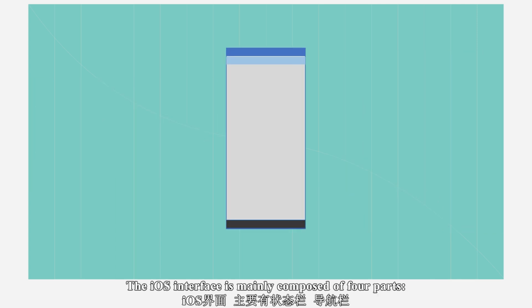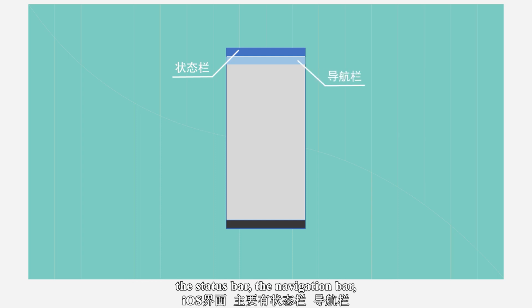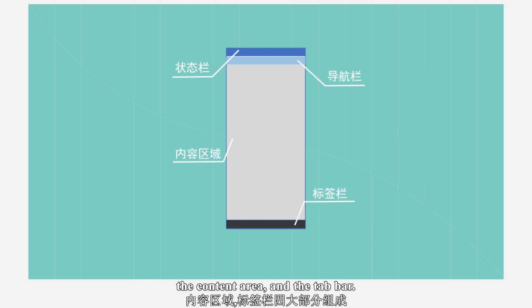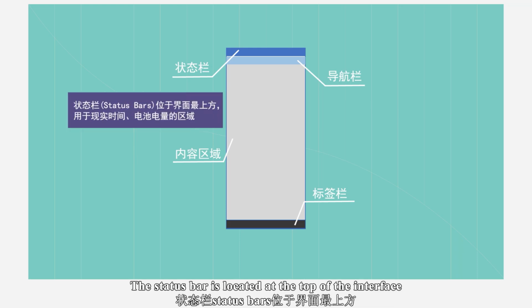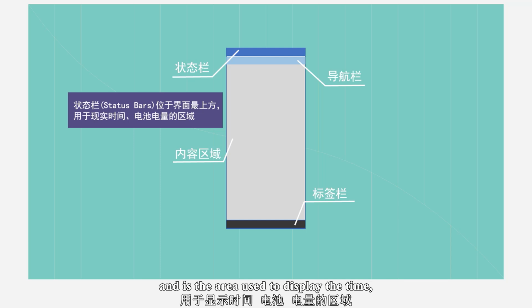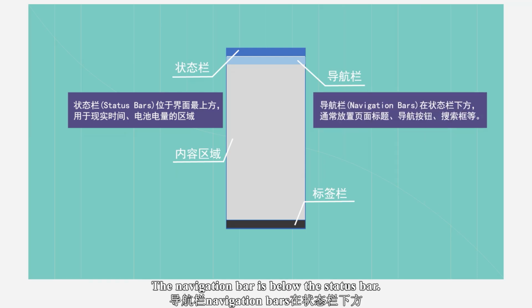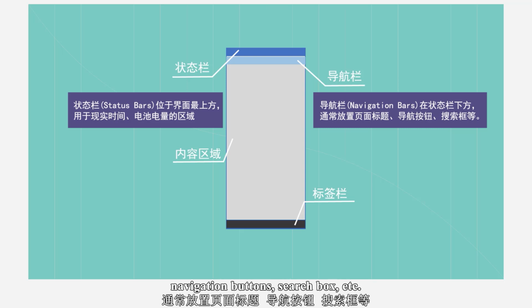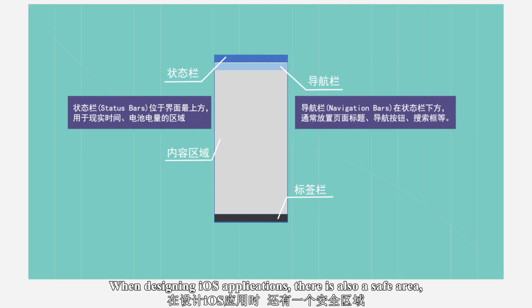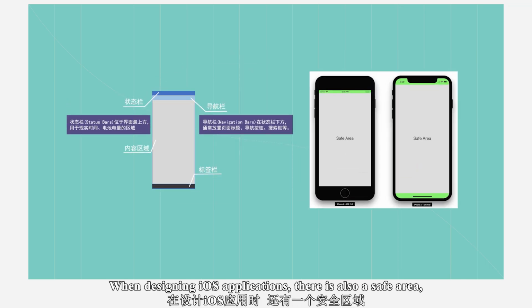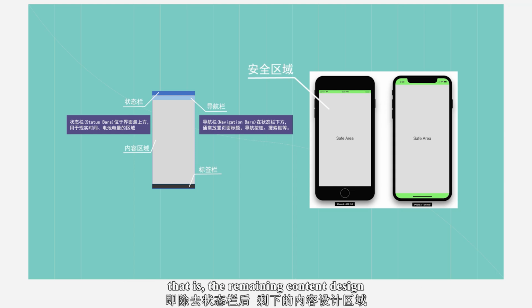The iOS interface is mainly composed of 4 parts: the status bar, the navigation bar, the content area, and the tab bar. The status bar is located at the top of the interface. It is the area used to display the time, battery status, and battery level. The navigation bar is below the status bar. It usually contains the page title, navigation buttons, search box, etc. When designing iOS applications, there is also a safe area. That is, the remaining content design area after excluding the status bar, as shown in the figure.